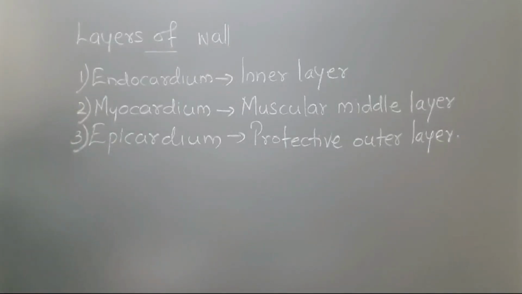Heart walls have three layers. Number one, endocardium, is the inner layer of our heart. The second one is myocardium, the middle layer of the heart. This layer is the muscular layer. The third one is epicardium, the protective outer layer of our heart. These are the layers of the walls of our heart: endocardium, myocardium and epicardium.